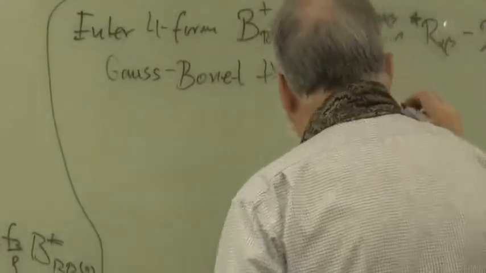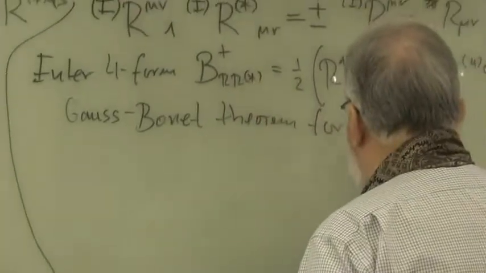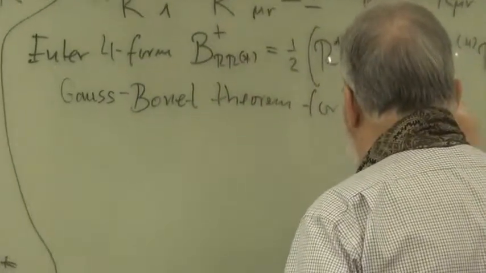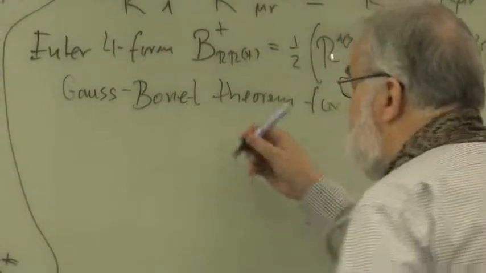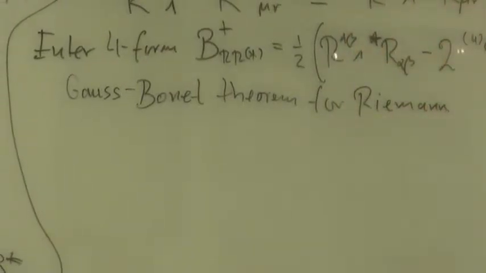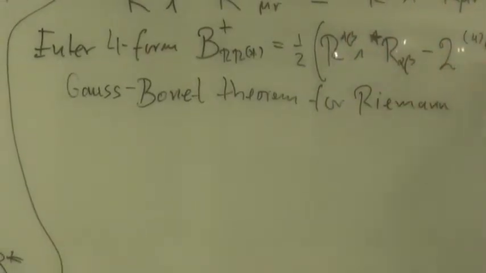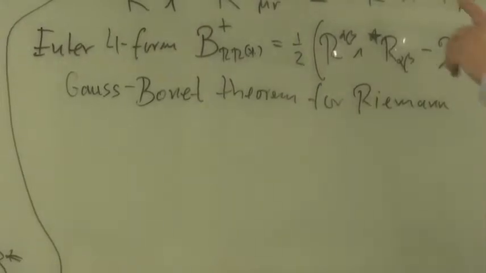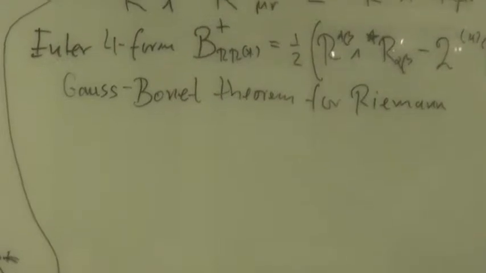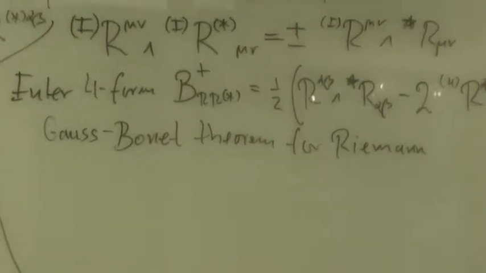For Riemannian space. So this is a generalization for Riemann-Cartan space. So what we have done is to generalize the Gauss-Bonnet theorem of the Riemannian space to a Riemann-Cartan space, and also the Pontryagin form. And these are very important topological quantities.